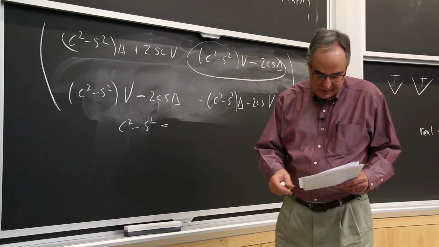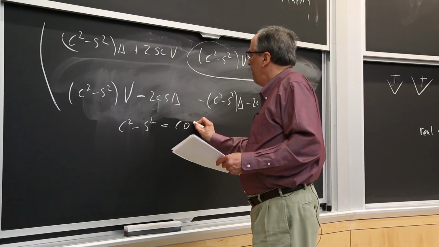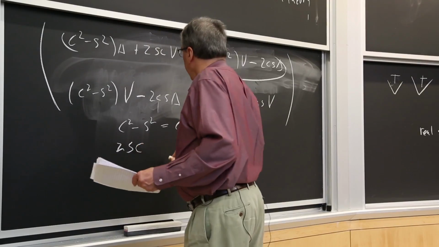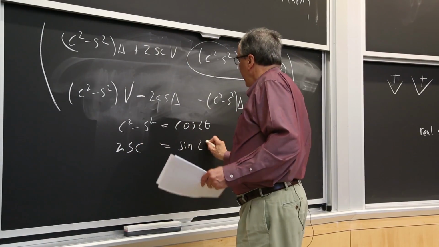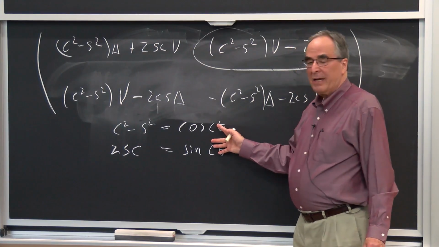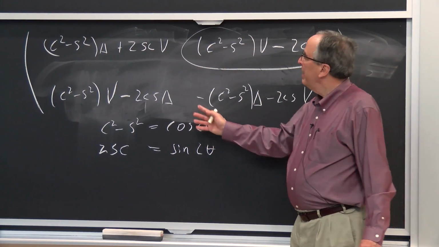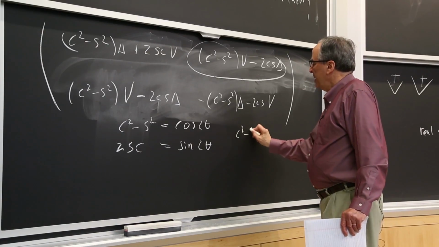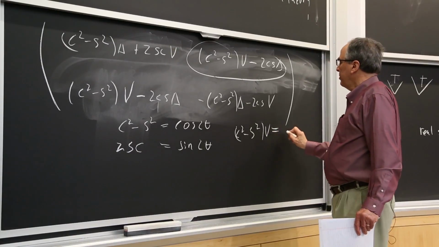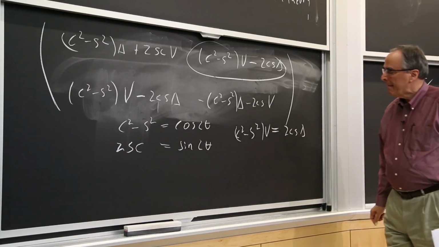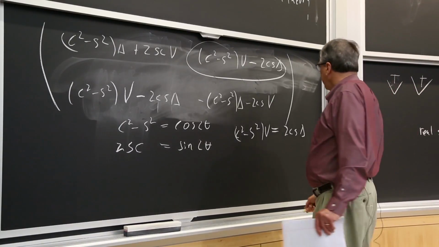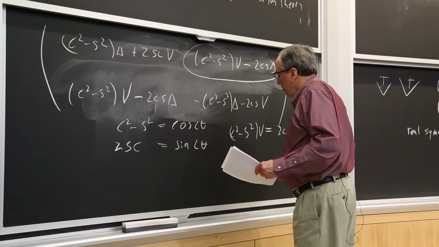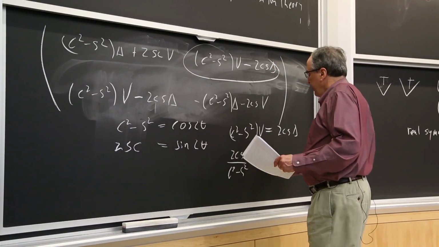I'm actually jumping ahead, but it's just cosine 2 theta, and 2SC is sine 2 theta. So we're going to get a simplification based on this. But now let's say we want this to be 0. That means that C squared minus S squared times V has to be equal to 2CS times delta. Or, 2CS over C squared minus S squared is V over delta.